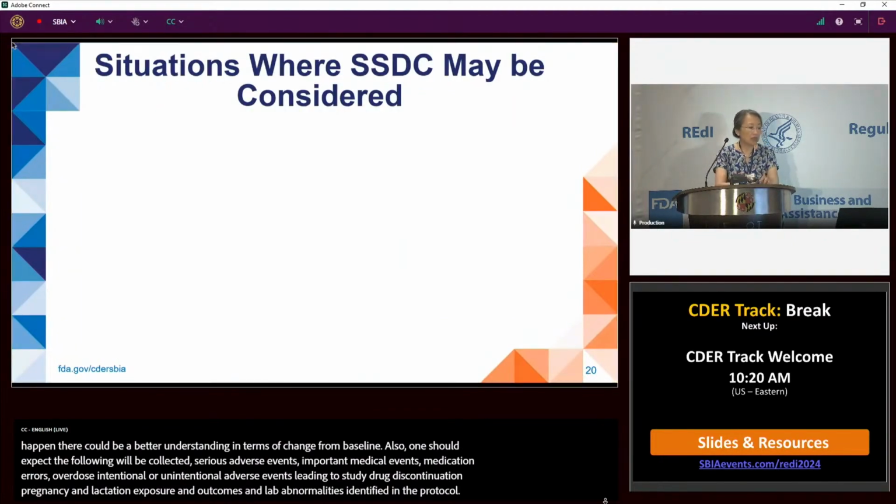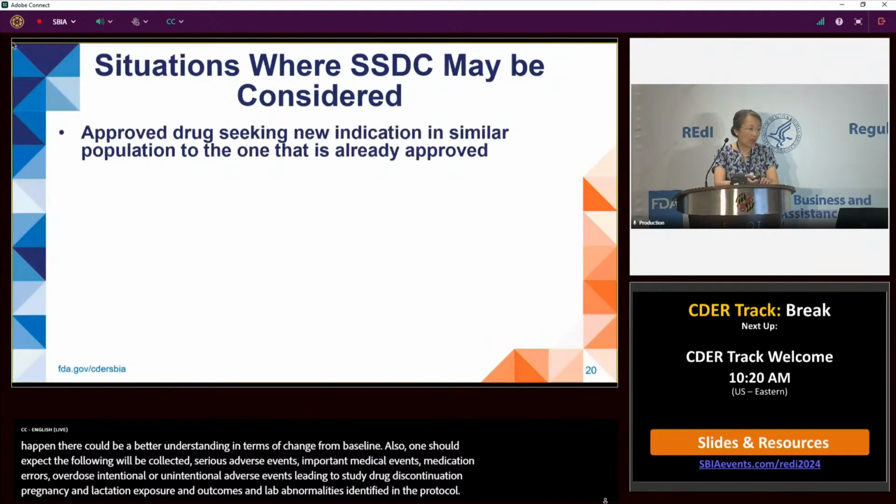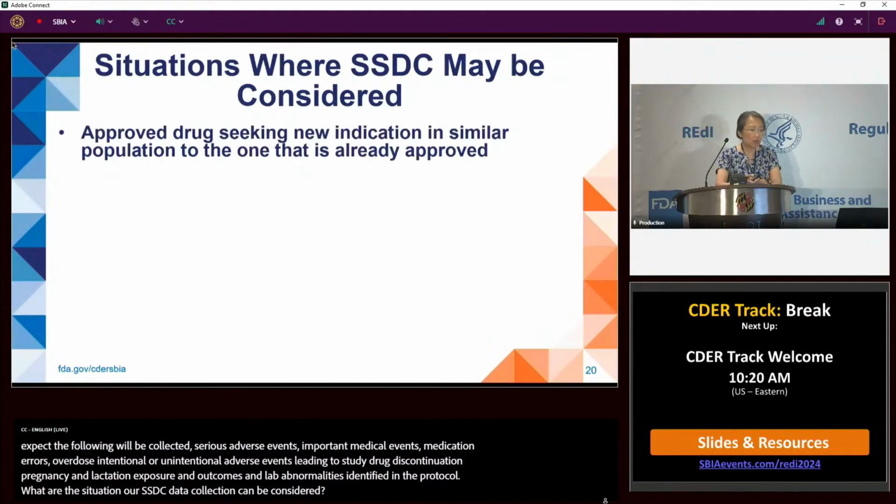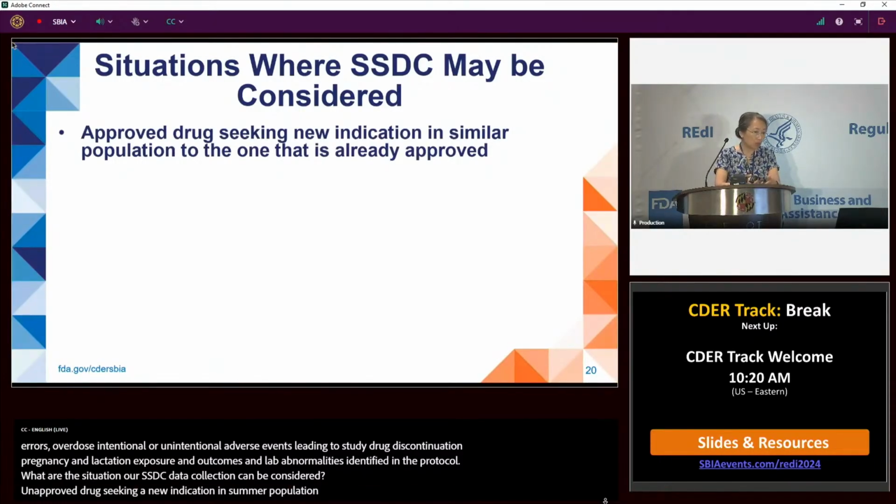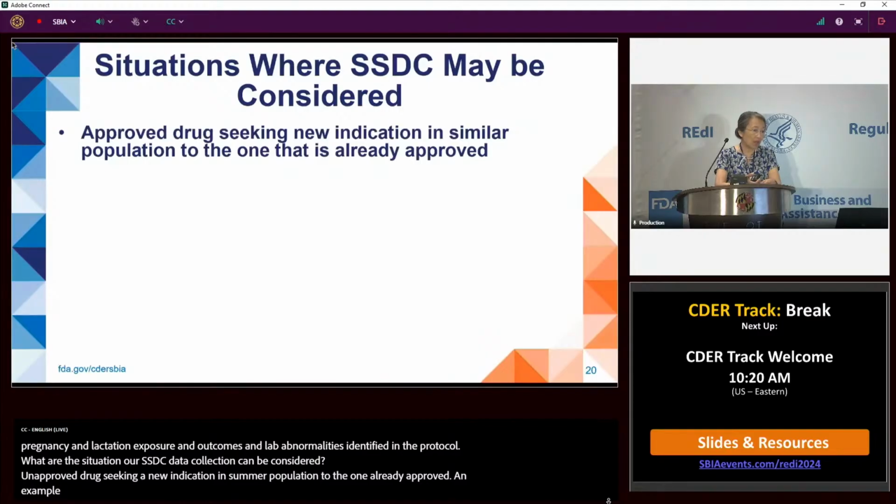So what are the situations where selective safety data collection can be considered? An approved drug that is seeking a new indication in a similar population to the one that is already approved. An example here could be a drug that's actually been approved for reduction in risk in atherosclerotic cardiovascular disease, and now the company comes in and they want to expand the indication for reduction in risk of peripheral vascular disease.